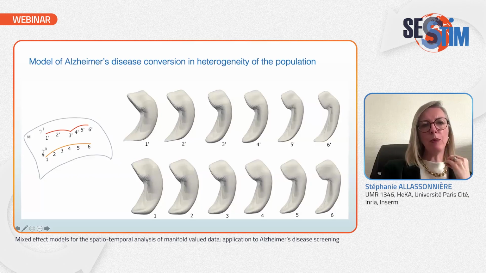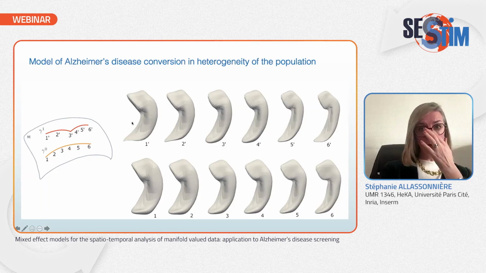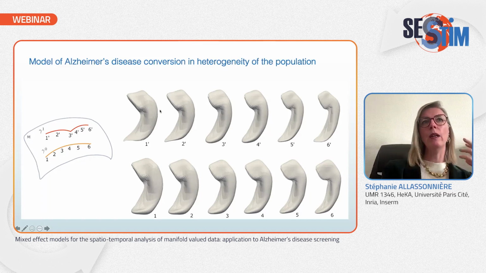The first part of the population is actually normal aging people. And the second one are the ones that are converting to Alzheimer's disease. So basically, we have people that are having, along the study, a diagnosis of Alzheimer's disease.